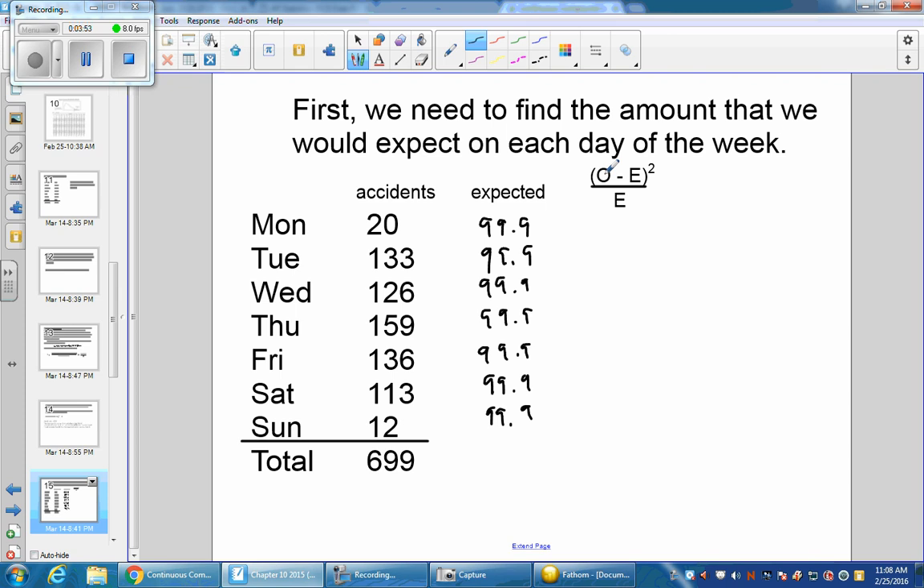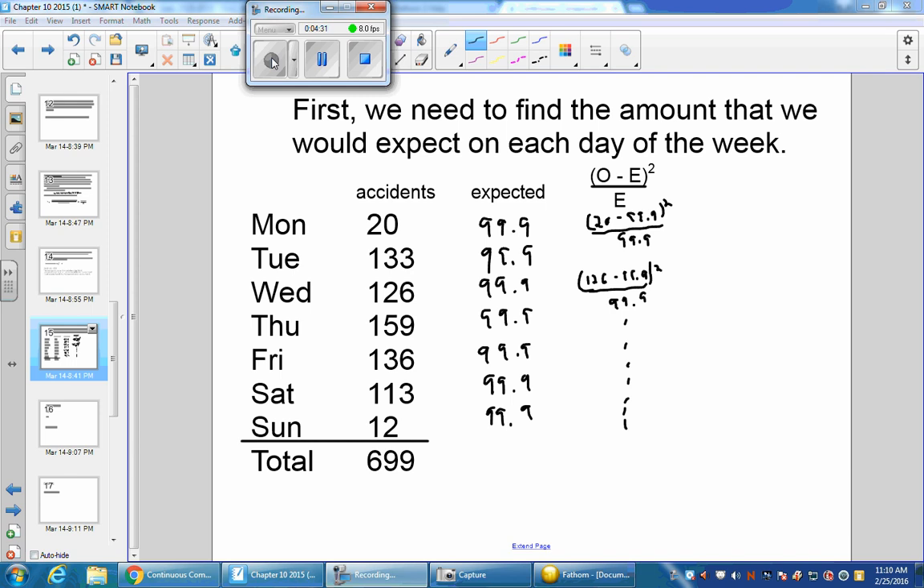Now, if I want to find my observed minus expected squared over expected, I would take 20 minus my expected, square it over my expected, which is 99.9. Then I would do 133 minus 99.9, square it over 99.9, 126 minus 99.9, square it over 99.9, and so on and so on all the way down. So each of these values will have a chi-square statistic.